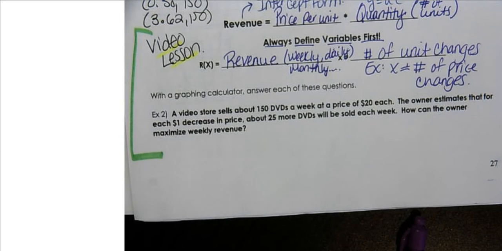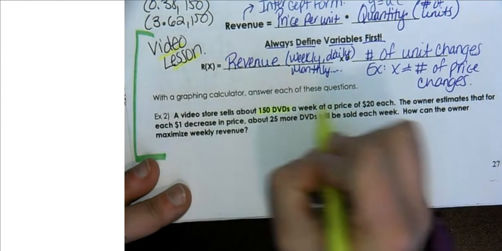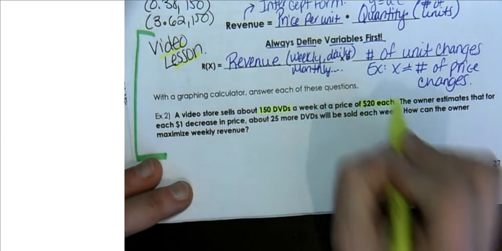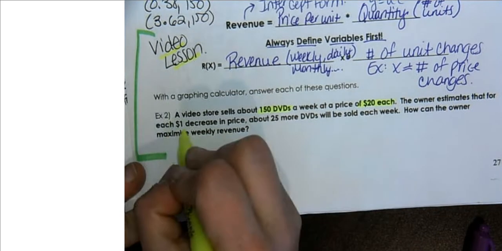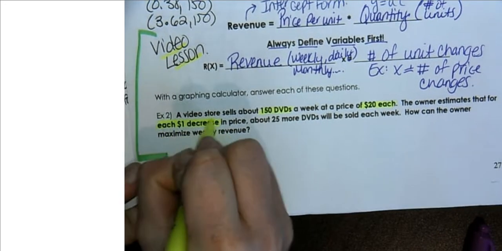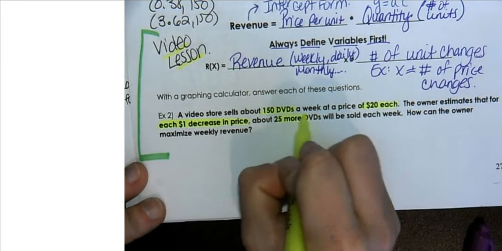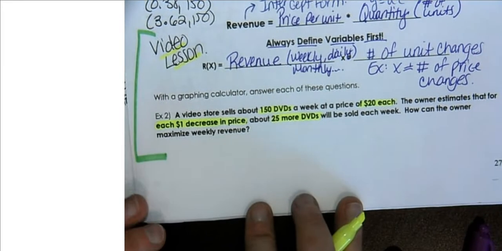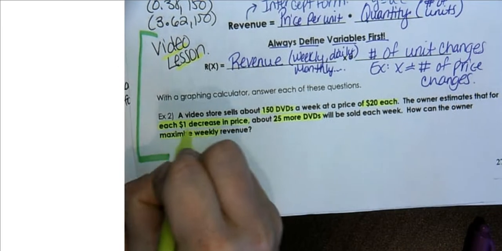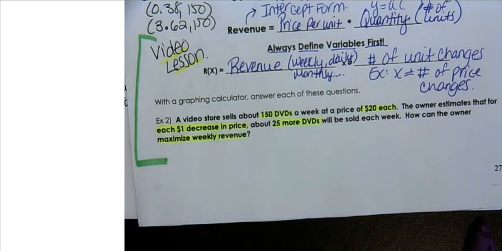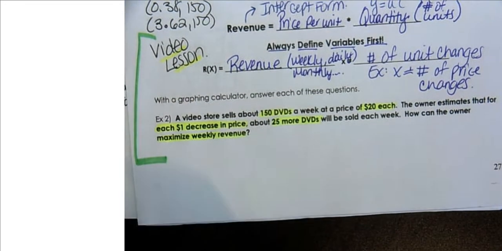You can do this. A video store sells about 150 DVDs a week at a price of $20 each. The owner estimates that for each $1 decrease in price, about 25 more DVDs will be sold each week. How can the owner maximize weekly revenue? So these are the key things that I would want you to highlight or see from this.